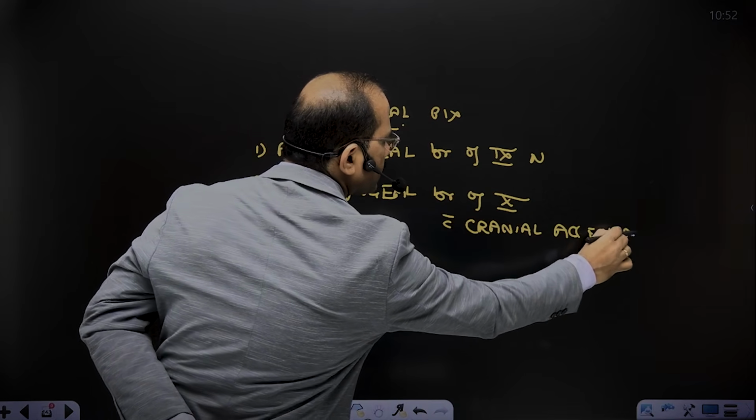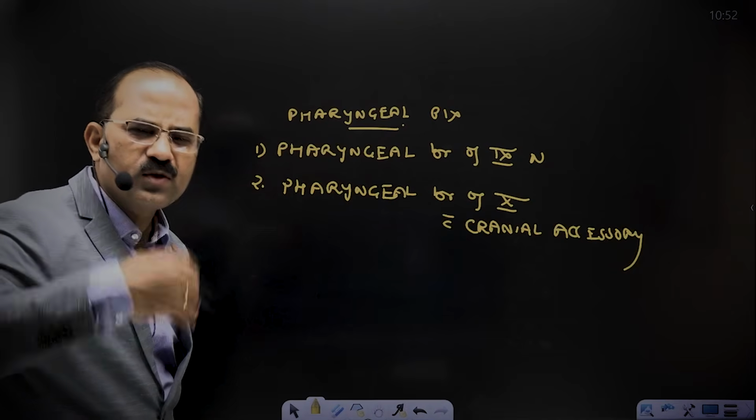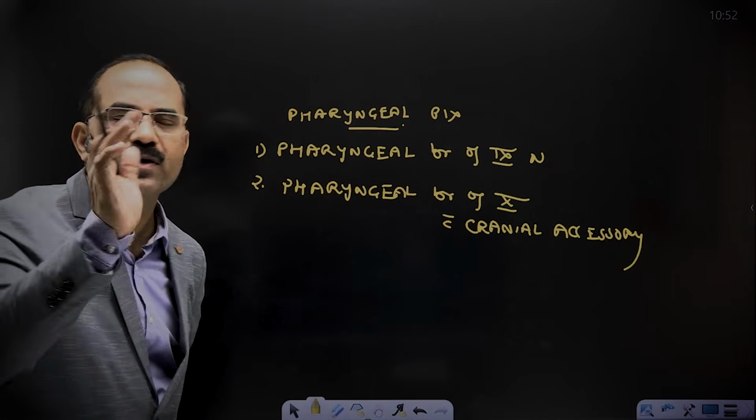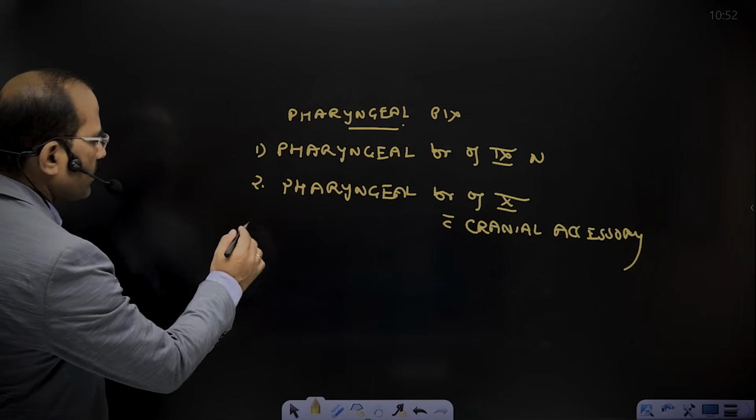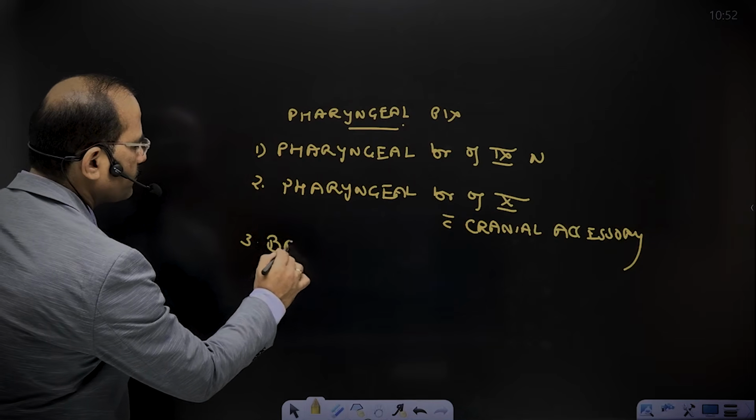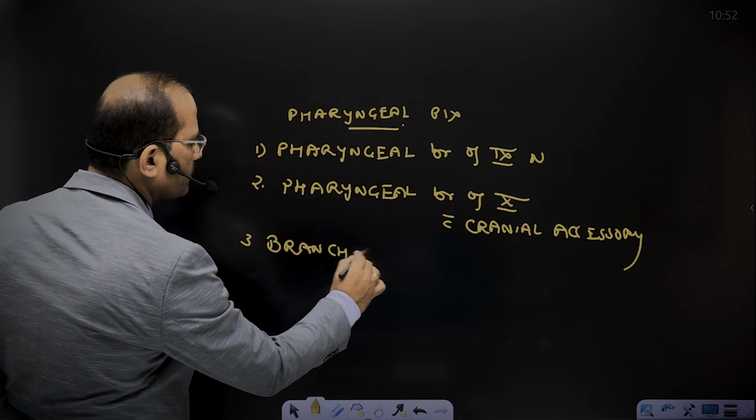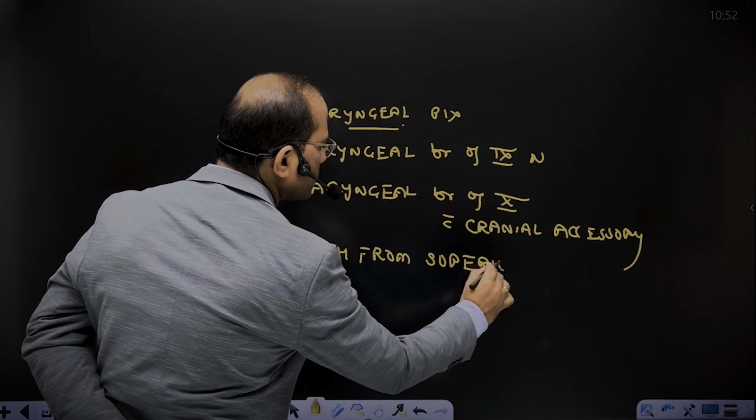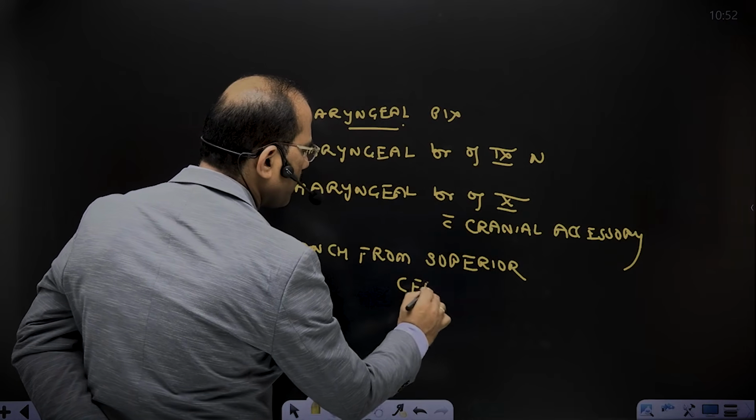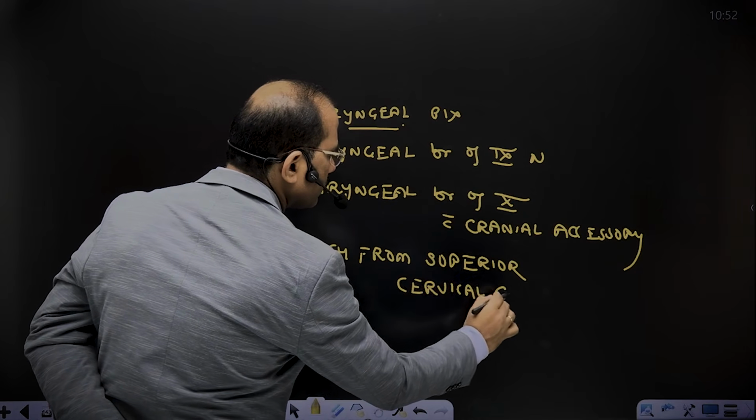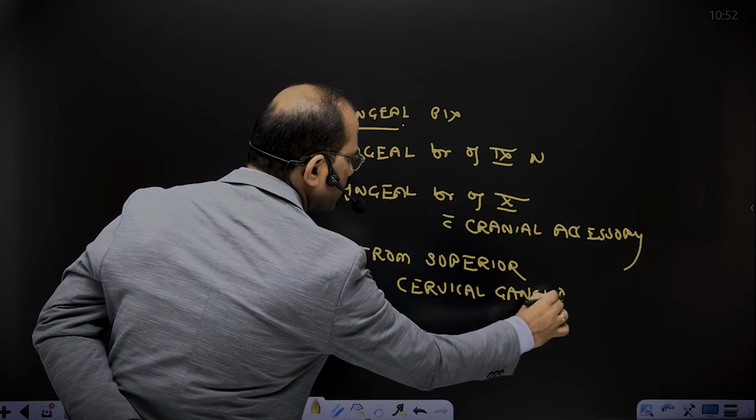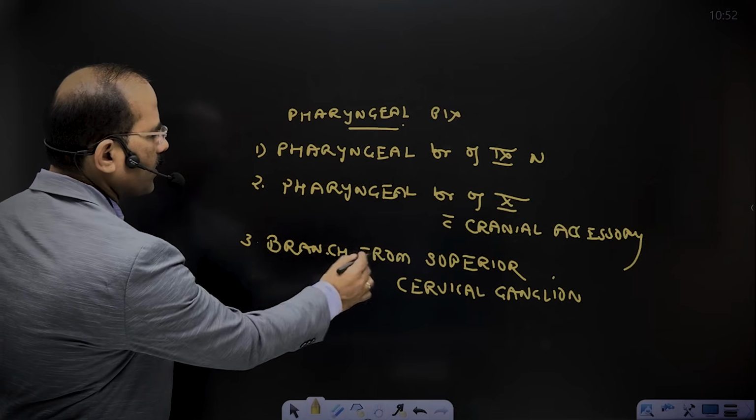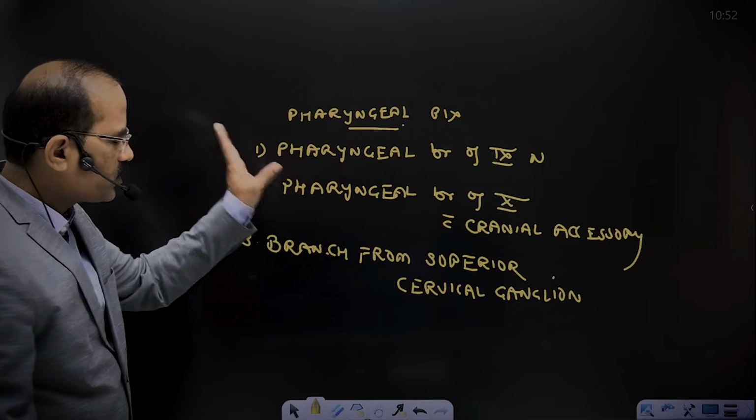See, the cranial accessory goes everywhere with the vagus. Wherever the vagus goes, the cranial accessory goes with the vagus. Spinal accessory is a different nerve. It supplies the sternocleidomastoid and the trapezius. Now, the third one is a branch from the superior cervical ganglion. This is going to be the sympathetic. This supplies the blood vessels. So this is sympathetics.